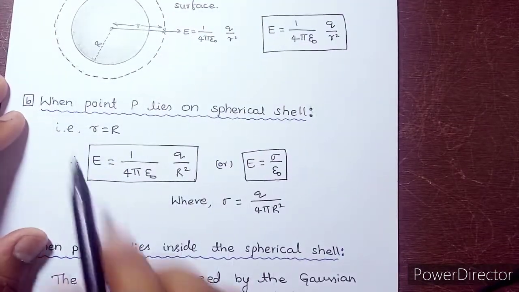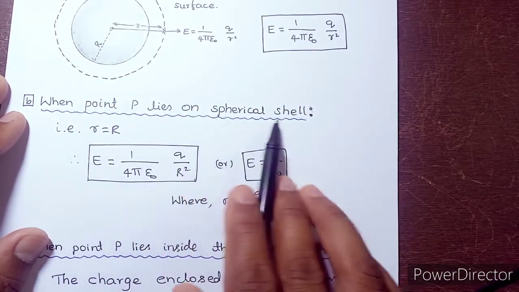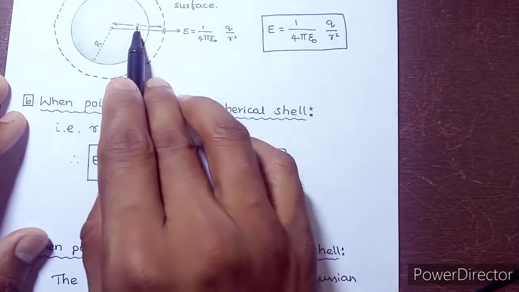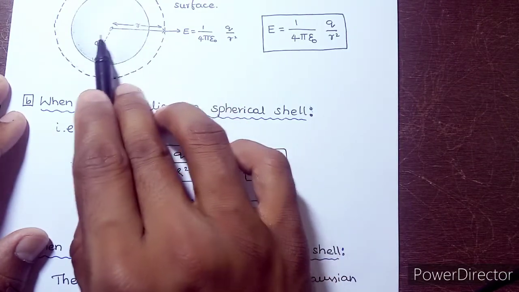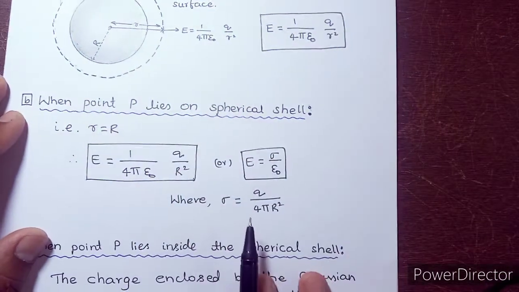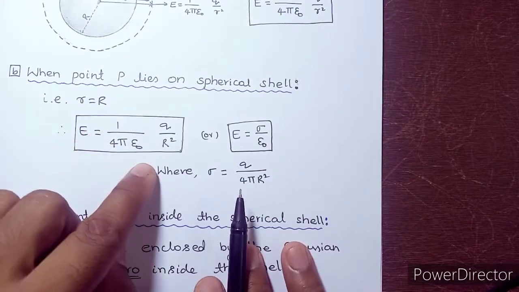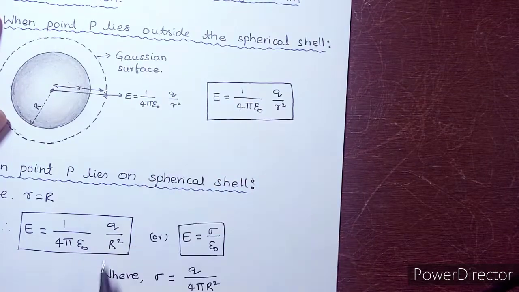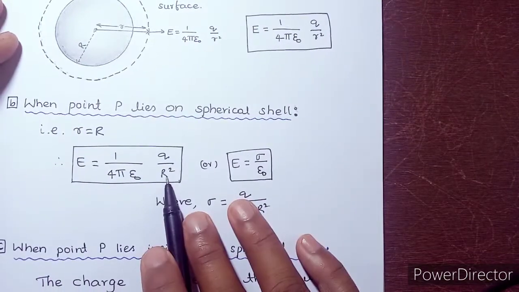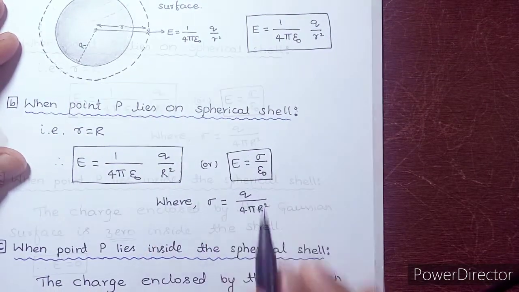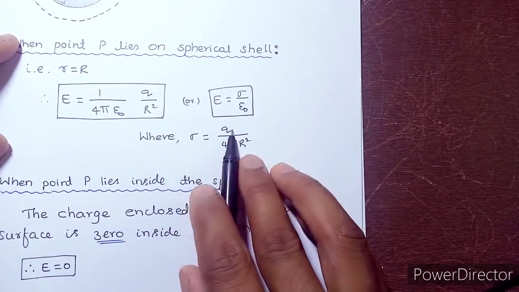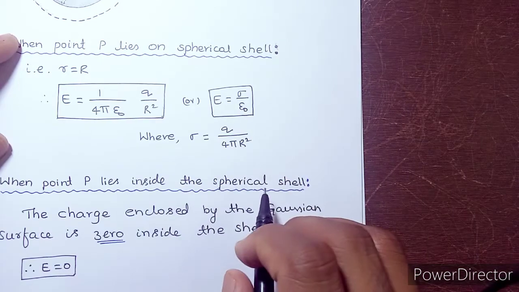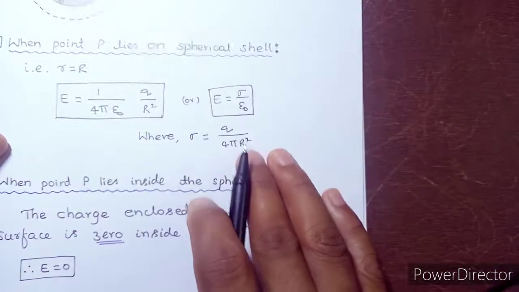Then when point P lies on the spherical shell, this distance r will be equal to the radius of the sphere. Then we will get E is equal to 1 by 4 pi epsilon naught q by, in place of small r, capital R, that is equal to the radius of the sphere. So E is equal to sigma divided by epsilon naught. Here sigma is equal to q by 4 pi R square. So this is surface charge density.